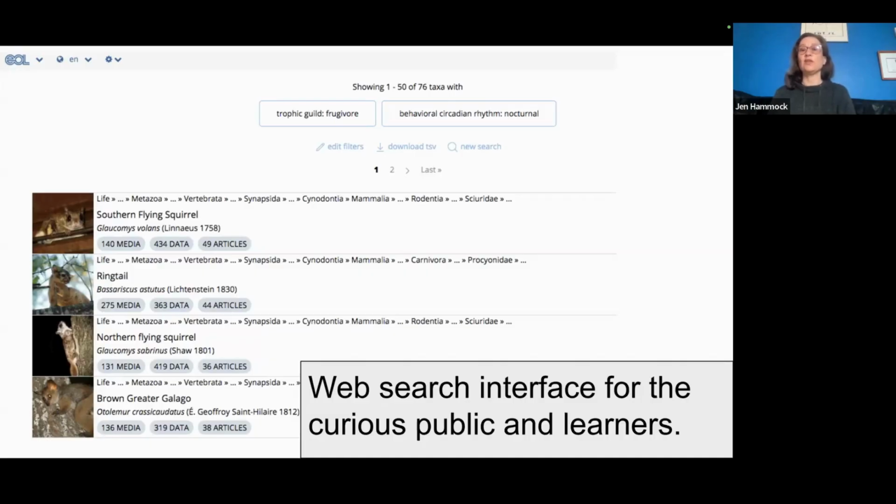So you can specify that you want frugivore and you can specify that you want nocturnal. You didn't have to say trophic yield. You didn't have to say behavioral circadian rhythm. Although that doesn't usually change anything. And you can narrow this down to mammals or something if you want. You can ask it for a list of species, or you can ask it for the records underlying that response.